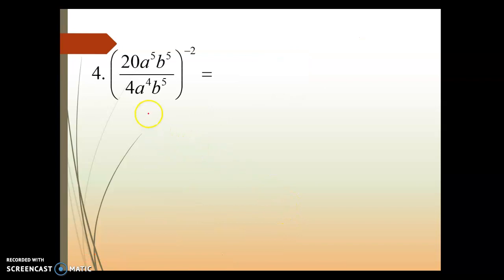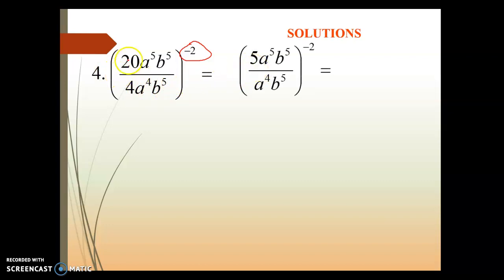Next, number 4. This might take a while. Here you notice that the exponent is negative, so you need to be careful with the solution. So 20 A5 B5 all over 4 A4 B5. Okay, so here I already simplified this too. 20 divided by 4 is 5 alone. Okay, and then copy the rest.